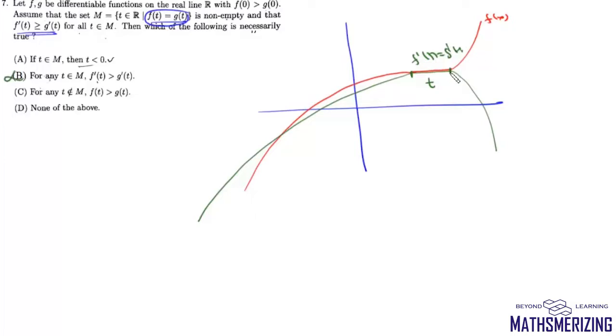It is true here when slope of f(x) is greater than slope of g(x). If t belongs to M, then t is less than 0. That may not be necessarily true, so we may have a solution on the positive side also. Now the third one is, for any t which doesn't belong to M, f(t) is greater than g(t). Now this is true when t is greater than 0, because it is given that f(0) is greater than g(0), but it may not be necessarily true when t is less than 0. So that means option number A or C may not be necessarily true in all the cases. So the answer to this question is D, none of the above.